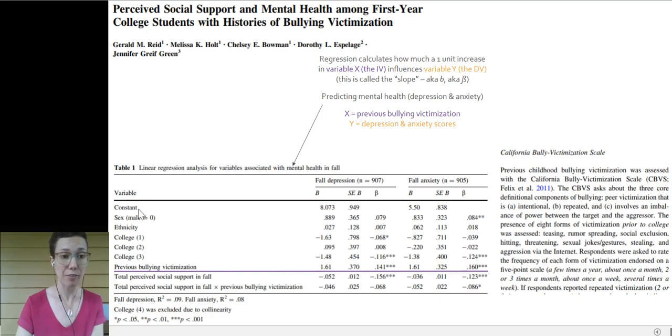That's what all these different levels are. We could look at how gender is influencing. We could look at ethnicity. We could look at college. We're going to focus just on this previous bullying victimization. How does that influence depression and anxiety scores?